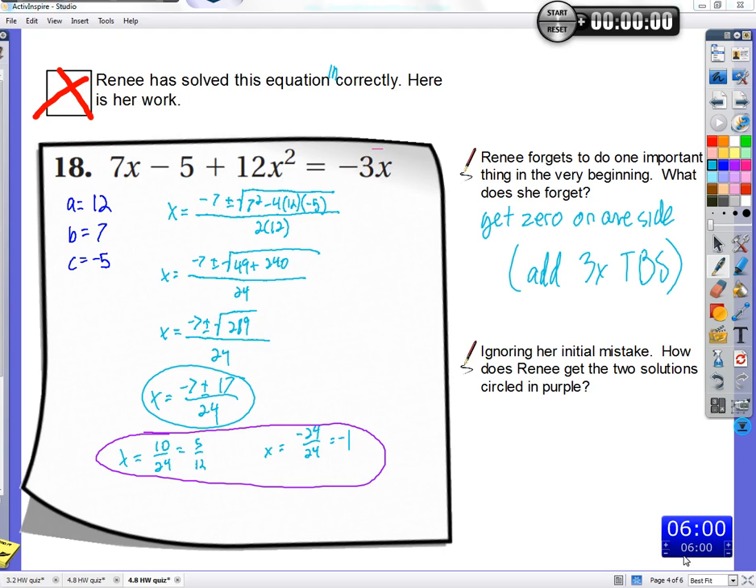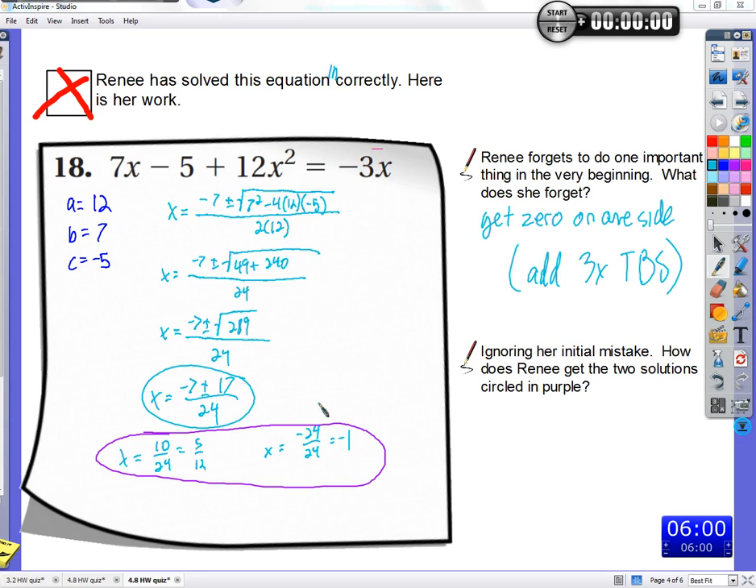Because the solution can be a positive or a negative, right? Or at least there's part of it that it can be positive or negative. So we can add 17 to negative 7, or we can subtract 17 from negative 7, and that makes it two different solutions. Negative 7 plus 17 is 10. 10 over 24 simplifies down to 5 over 12, and negative 7 minus 17 is negative 24, divided by 24 is negative 1.